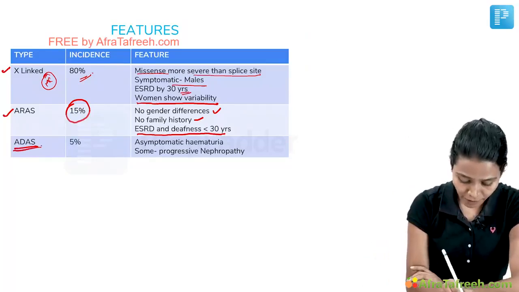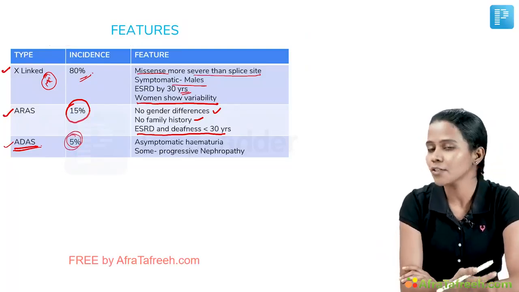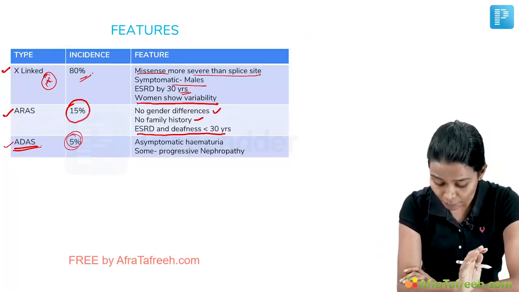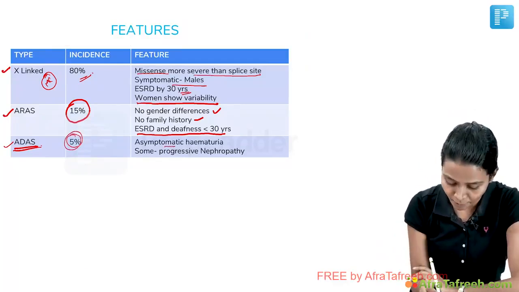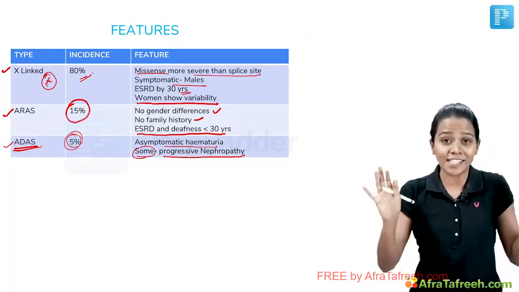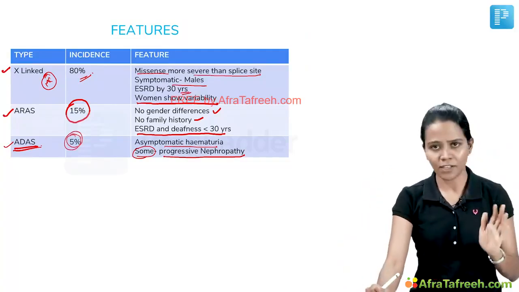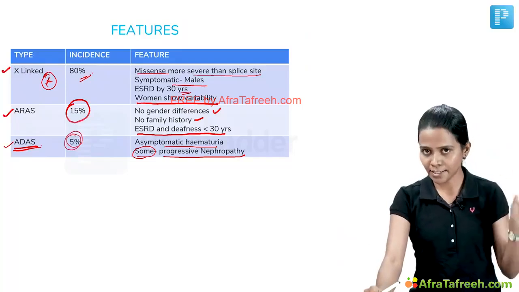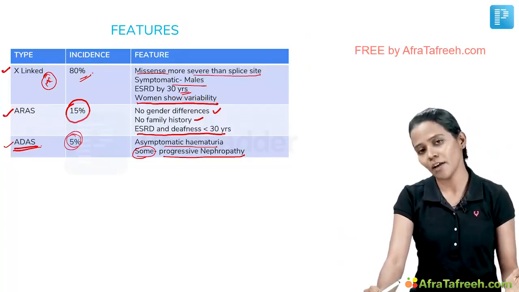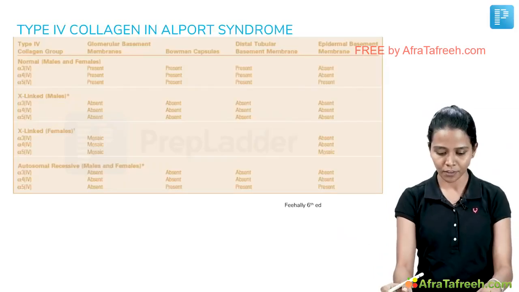Next is autosomal dominant Alport syndrome. It is generally seen in 5% of the patients. Recently, studies are showing that it is seen more than 5%, around 10 to 15%. But this is the most asymptomatic form. There is asymptomatic hematuria and only some patients have progressive nephropathy. So, a very safe form is autosomal dominant type of Alport syndrome, where ESRD is very, very rare. So, most common is X-linked Alport syndrome, and X-linked Alport syndrome and autosomal recessive Alport syndrome both are capable of causing severe renal disease. Okay.